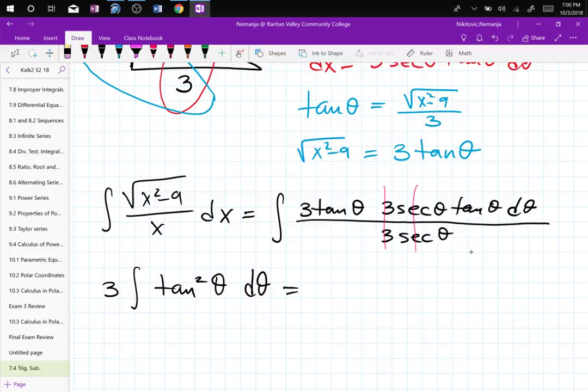Now this was 7.3. We'll have to do something a little bit more than 7.3 after the problem.